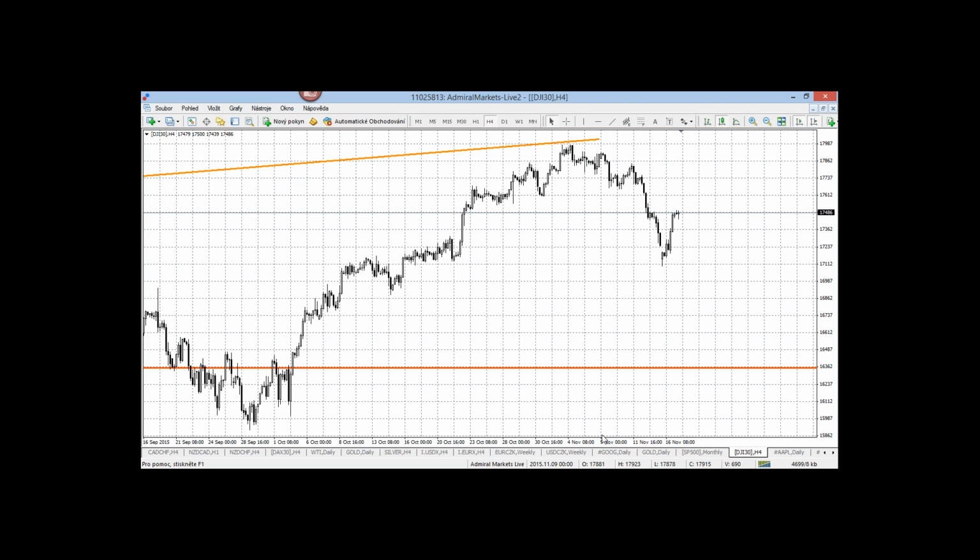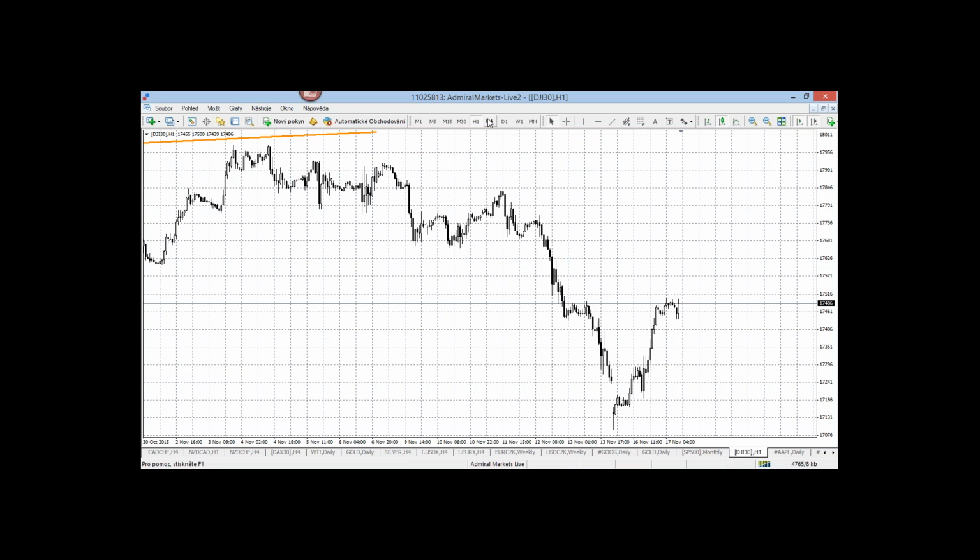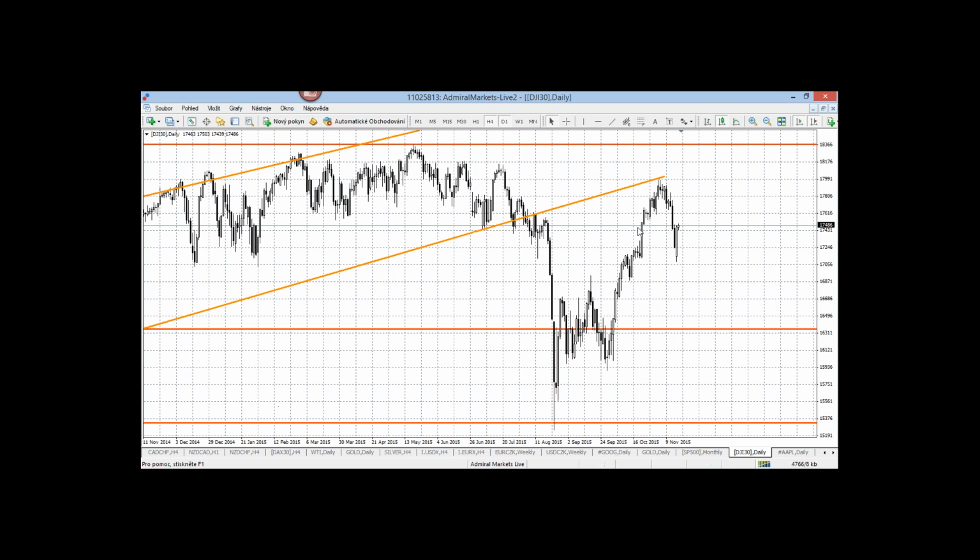So I'm not really decisive on this. I really don't have any very strong opinion on this at this moment. I'm just going to keep an eye on it and see how it goes.